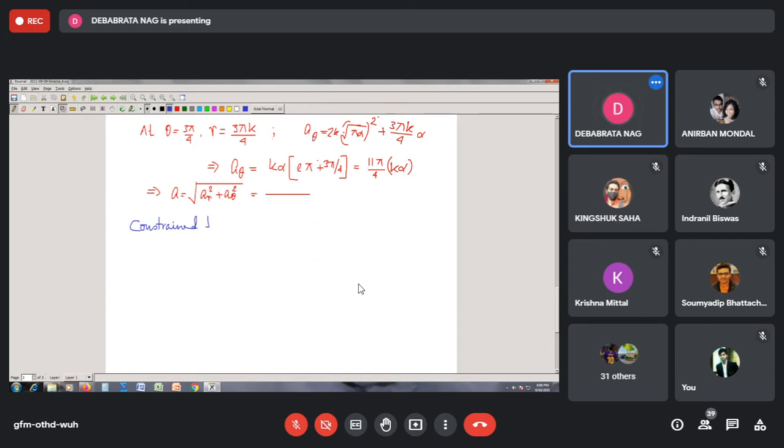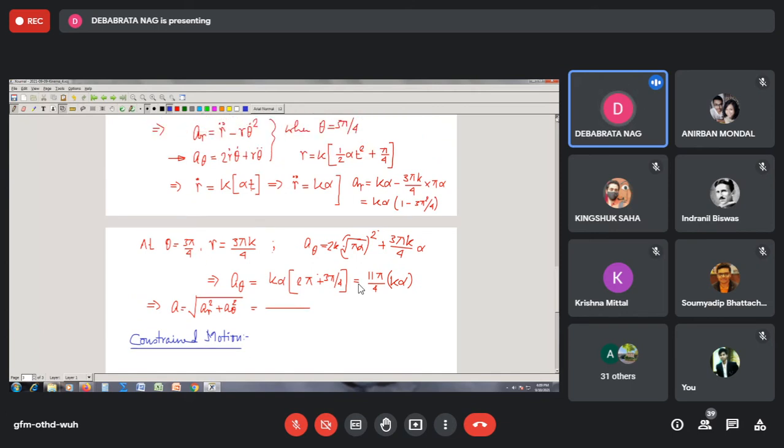Now this is constraint motion. That means sometimes our motion of the particle is unconstrained. For example, when you are throwing a ball with some velocity, making an angle, etc., the ball moves in a parabolic path, right? So the motion of the ball is basically unconstrained in the sense that it takes place freely. But just now we discussed, in fact, two examples today.